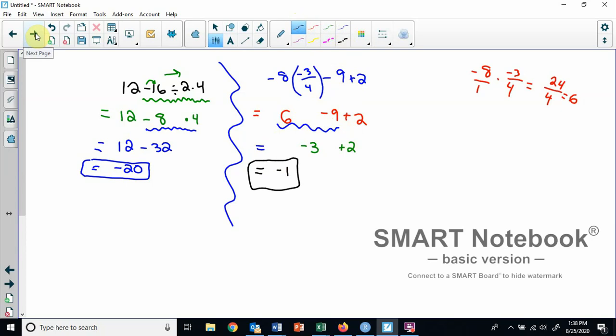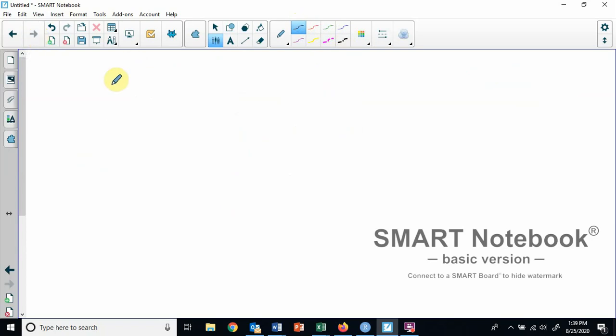What about one like this, where I have lots of grouping symbols? 2, bracket, 9 minus parenthesis 3 minus 7. So the order of operations tells us to go to grouping symbols first, and I see 2 sets of grouping symbols. What you do is you work inside out. So we're going to start with the deepest inside set of grouping symbols.